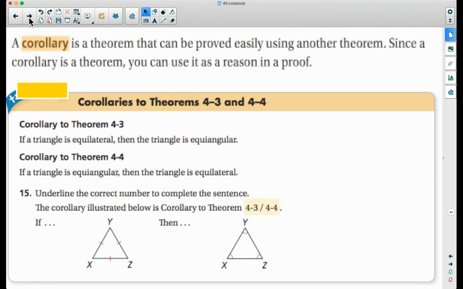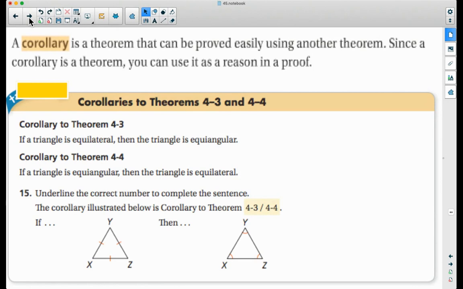A corollary is a theorem that can be proved easily using another theorem. Since a corollary is a theorem, you can use it as a reason to prove. So what a corollary is, a corollary correlates to a previously known theorem. A correlation means there's some kind of relationship, right? So a corollary has a relationship to a theorem that we already know.